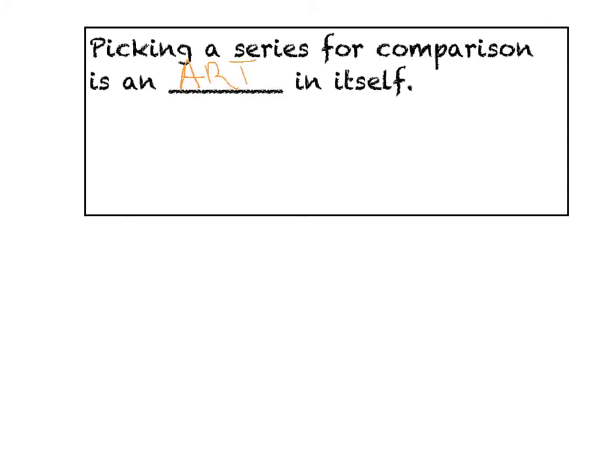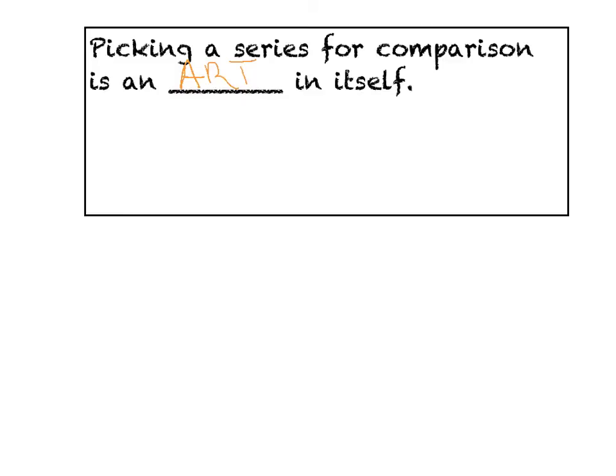And picking that series for comparison is an art in itself. It is not an exact science. In fact, the series you pick for comparison and the one I pick won't always necessarily be the same, and we could both be correct. But a lot of times we will be the same. Picking the right series for comparison, or picking the easiest, most convenient one, is something that comes with practice. It's a lot like when we first started U-sub. We were good at U-sub as long as we picked the right U, and just getting in the habit of picking the right U took some time. It took a lot of practice.